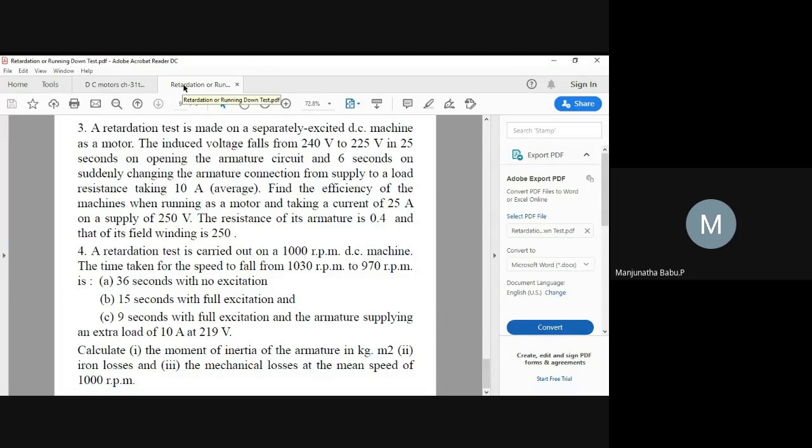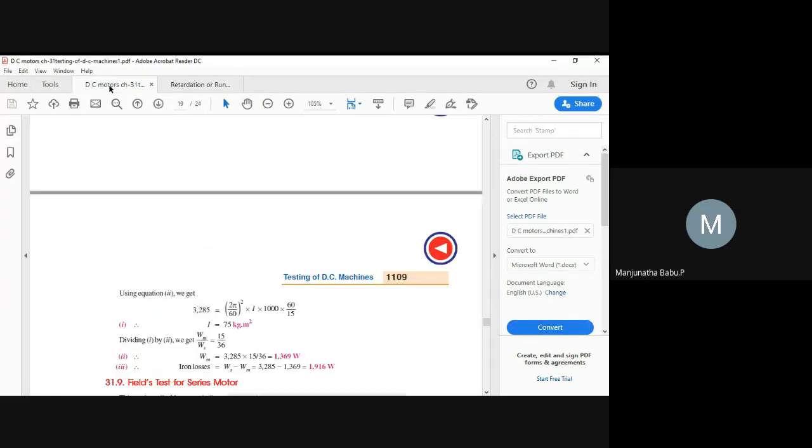Now once I get the mechanical loss, I can find the iron loss. So stray loss will be equal to mechanical loss plus iron loss. Stray loss is 3285 and mechanical loss we are getting is 1369. So you take the difference, and you'll be getting 1916 watts as your iron loss.